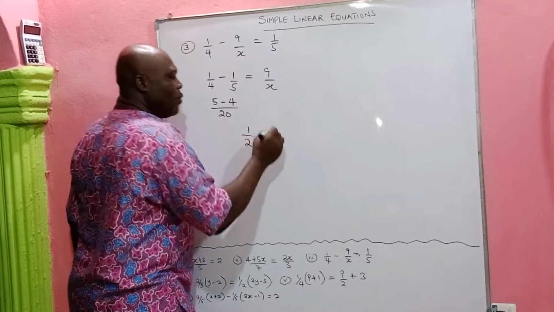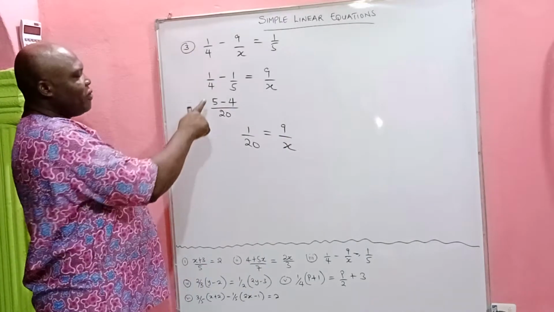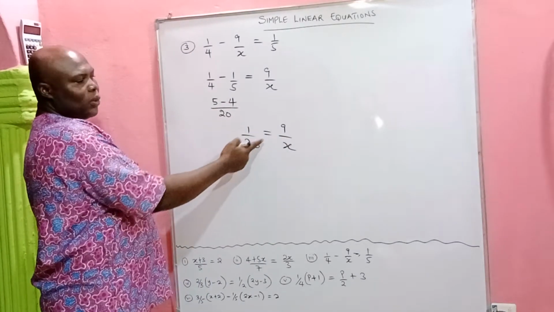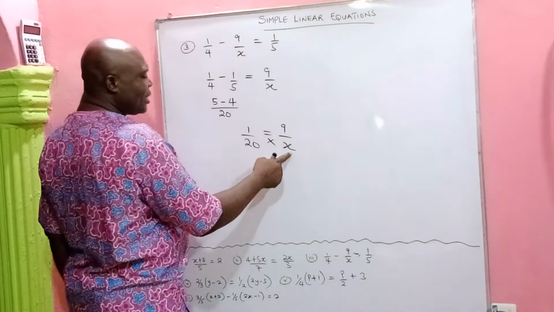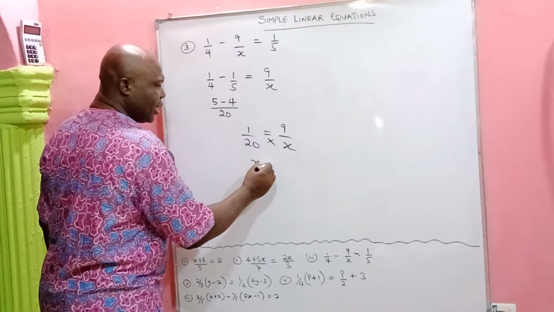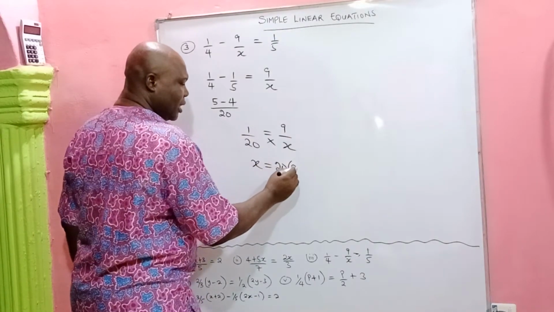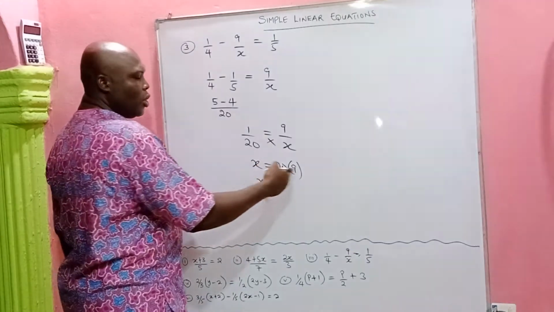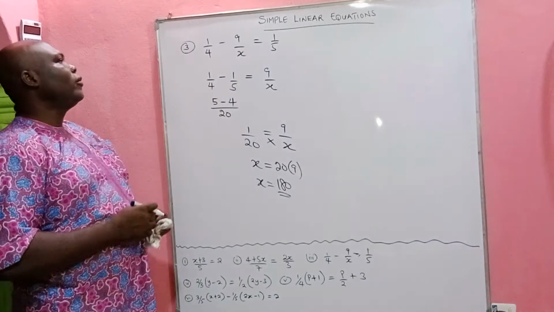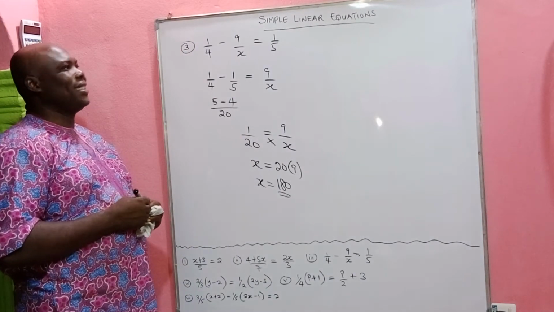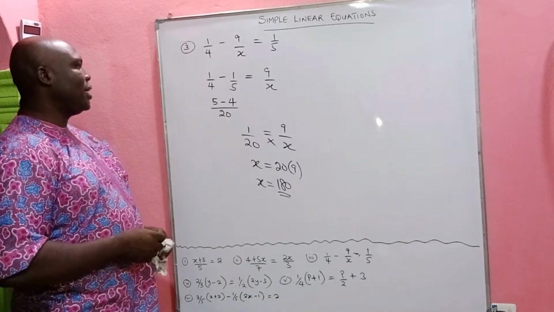Here we have 9 all over x. So it's that simple. 5 minus 4 will give us 1, over 20 is equals to this. At this point now you can cross multiply. So x times 1 will give us x is equals to 20 times 9. 20 times 9 is 180. So we have the value of x to be equal to 180. All right, so without waste of time, you can try the next one.